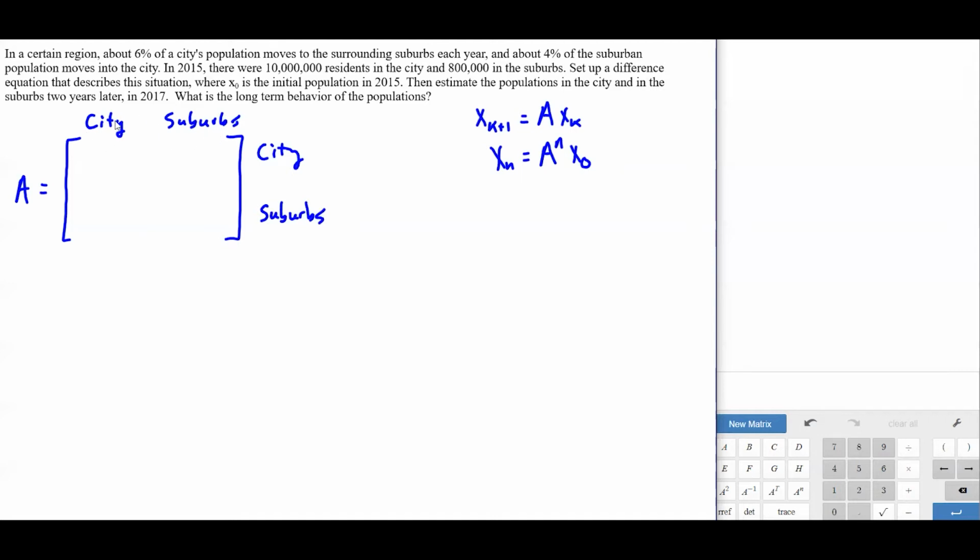So we're going to go from here to here, right? So in the city, 6% go to the suburbs, so we'll put the 0.06 here. That means 94% stay in the city. And for the suburbs, 4% are moving to the city, and that means that 96% are going to stay in the suburbs. Our initial vector is our initial population. We've got 10 million and 800,000.